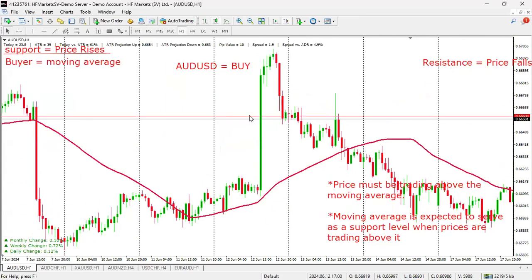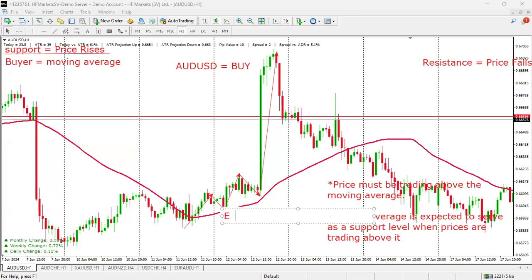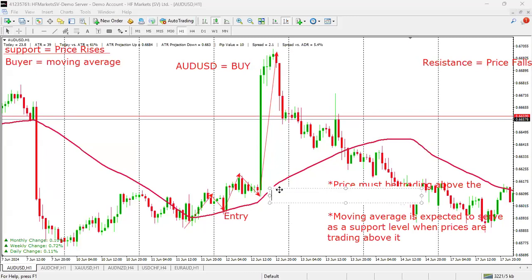Look at some other ones. Look at it here again. Price moves above, comes back again, using the moving average as a support, moves above again, comes back again, using the moving average again as a support level to rise, which means these were entry points for a buy.